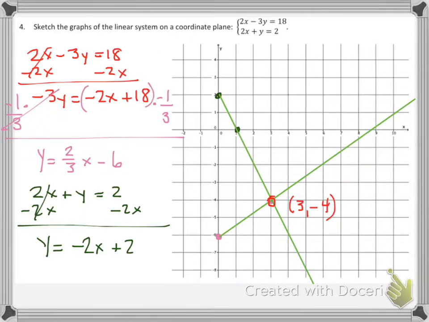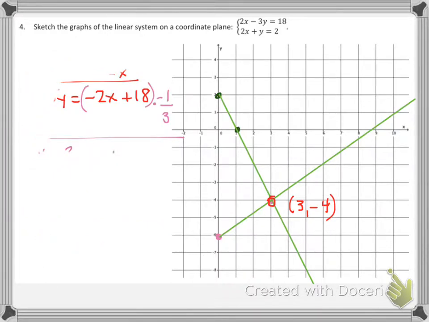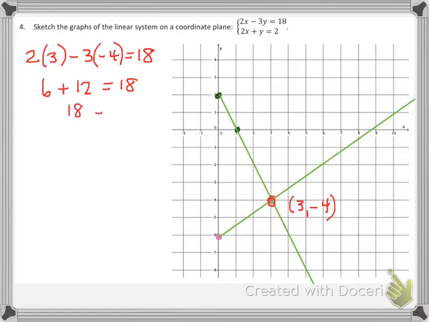Okay, last thing to do is just to check to see if that point makes both equations true. Since it's an intersection, it should. Let's find out, though, for sure. So I'm going to substitute 2 times x, that's a 3, minus 3 times y, that's a negative 4, is equal to 18. 2 times 3 is 6. Negative 3 times negative 4 is a positive 12. And 6 plus 12 is 18. 18 equals 18 is true. So it is a solution for that first equation.